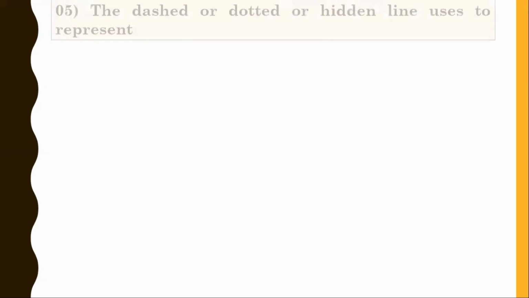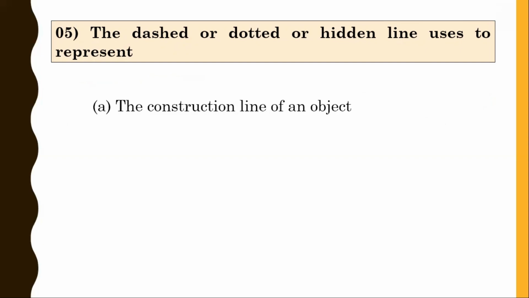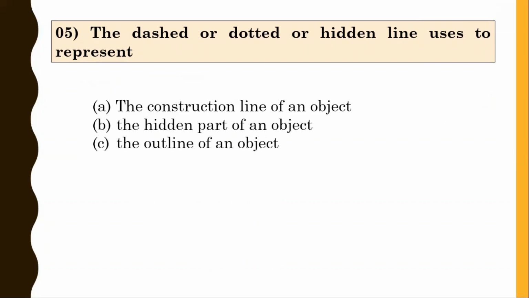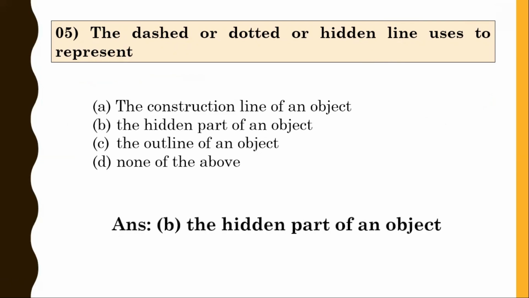Next MCQ, MCQ number 5. The dashed or dotted or hidden line used to represent: options are A the construction line of object, B the hidden part of object, C outline of an object, D none of the above. So dashed or dotted line is used to draw the hidden part of the object. So option B is correct, the hidden part of the object.